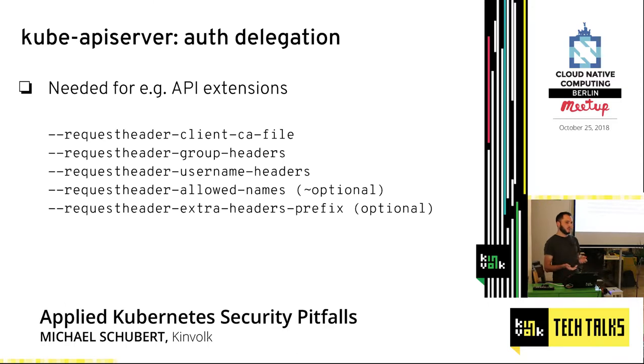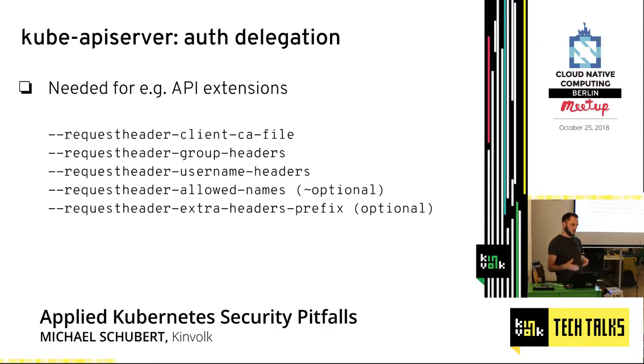This is needed, for example, for API extensions. So let's say you have an extension that should do certain things on behalf of a user, for example, deploy something into the cluster. This extension needs a way to act on behalf of the user. We want to have that because the extension also should stay inside the boundaries of the user.